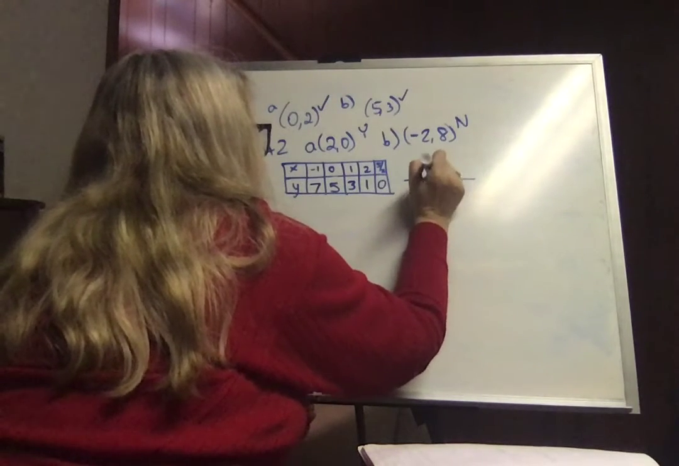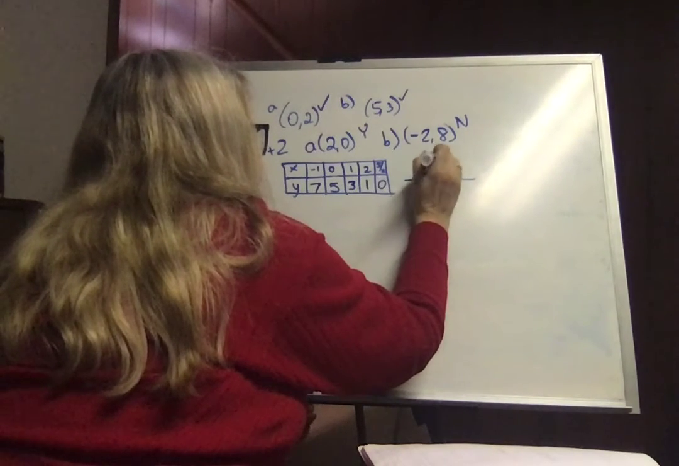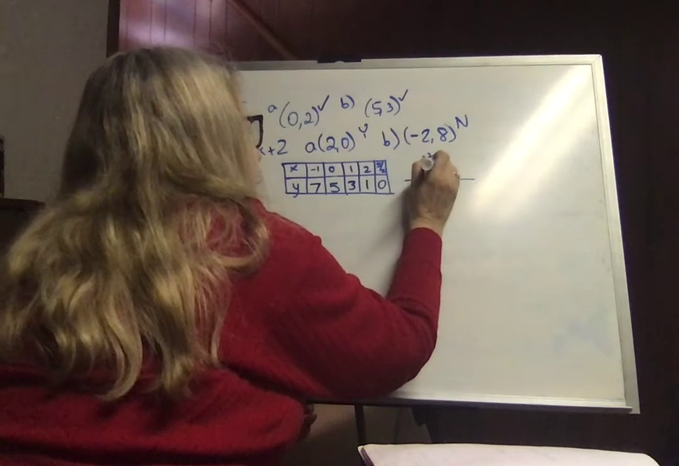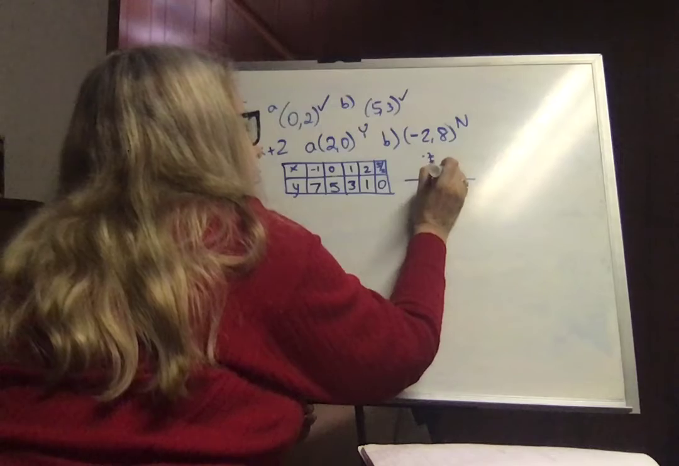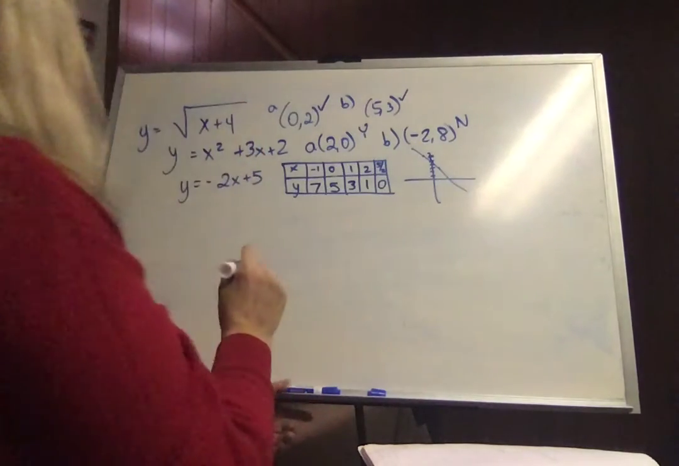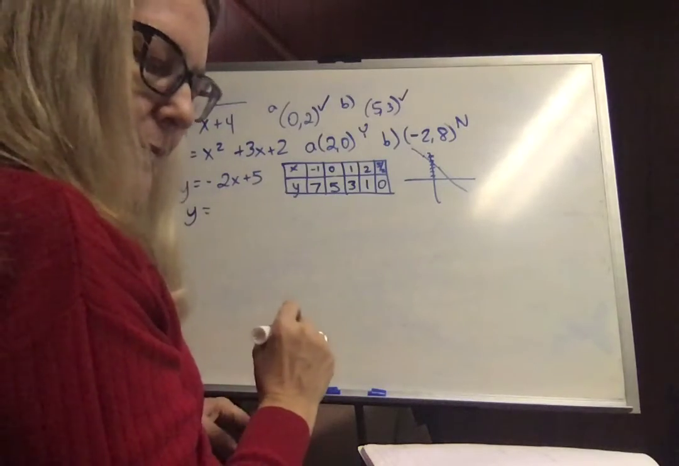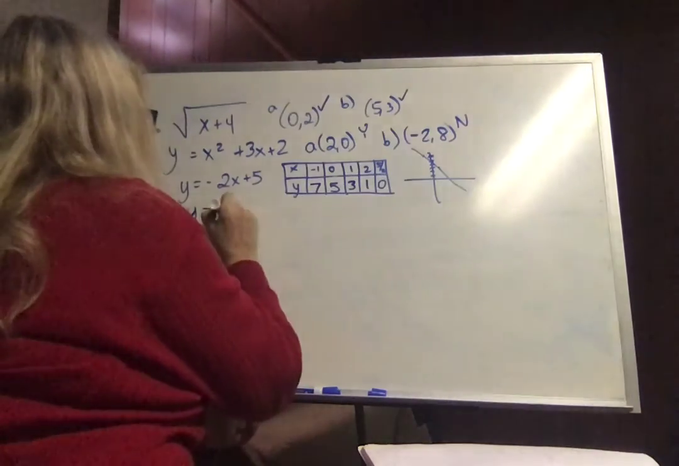Negative 1, 7. 1, 2, 3, 4, 5, 6, 7. And 0, 5. And 1, 3. And it should make a straight line. So here's one for you to try. I'm going to put it on. I want you to pause and then check if you get it.